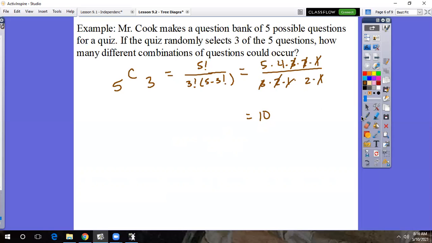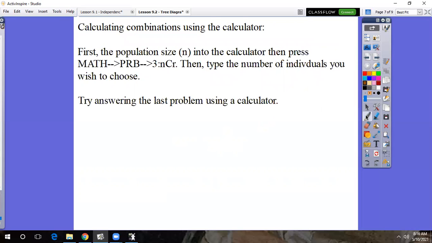So if I have a question bank of 5 possible questions, and I'm randomly selecting 3 of those questions, there are 10 different ways that could happen. This is pretty simple when we have small numbers of things. 5 possible questions, 3 questions to select, fairly simple. Sometimes though, it's not always going to be that simple.